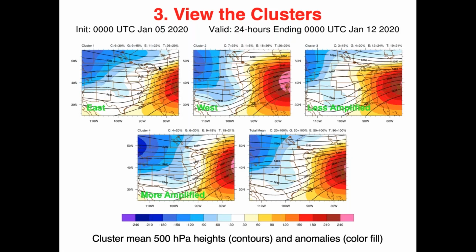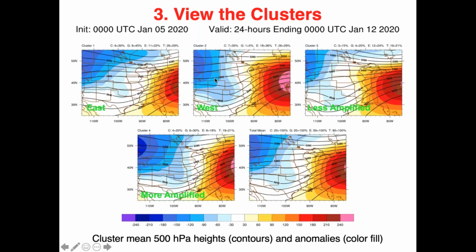So just in the green text here, I've written down what the physical interpretation for each cluster is, but really that's self-evident if you just look at the cluster. So for example, cluster 1, which had that trough ridge couplet further to the east, if we compare this to the total mean down here, we can see, especially if you look over Illinois and Indiana here, that ridge is definitely further to the east.